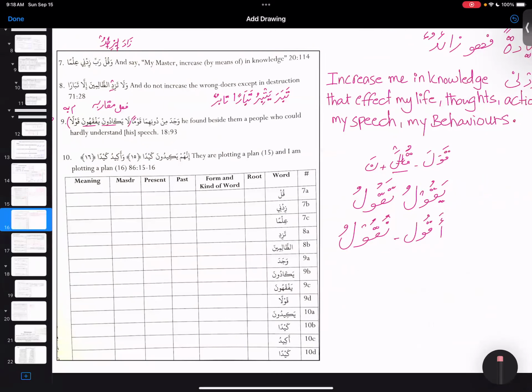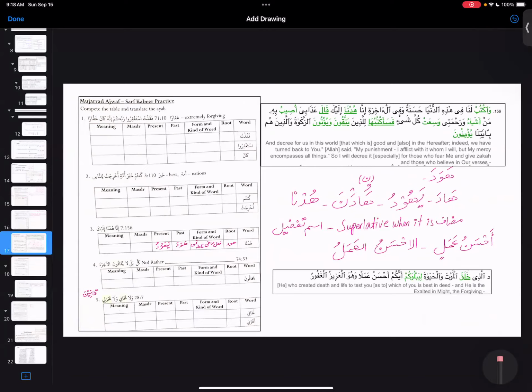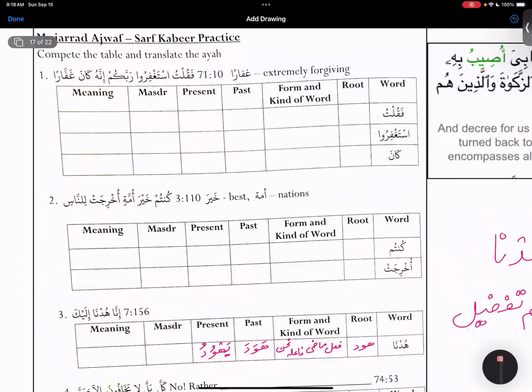And kada yakuidu, we know that this is again. Okay, so then we have over here fakul tustaghfiru rabbakum innahu kana ghaffara. This is again Surat Nuh. Fakul tu, it's not amar. I said, I told them. So this is Nuh alayhi salam talking to Allah subhanahu wa ta'ala, that I told them istaghfaru.